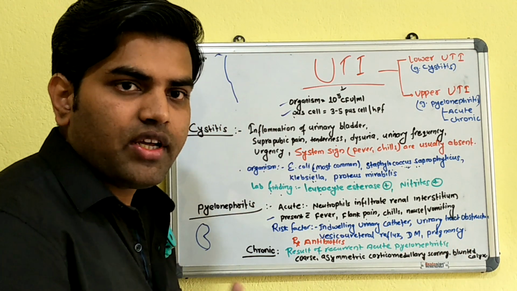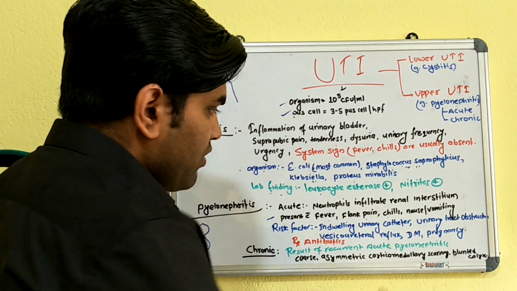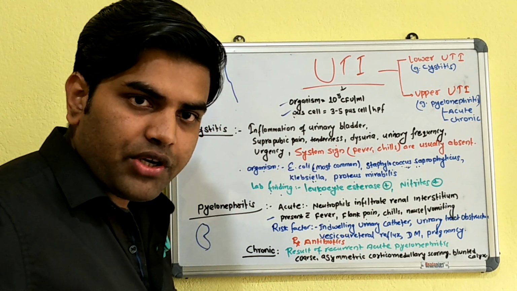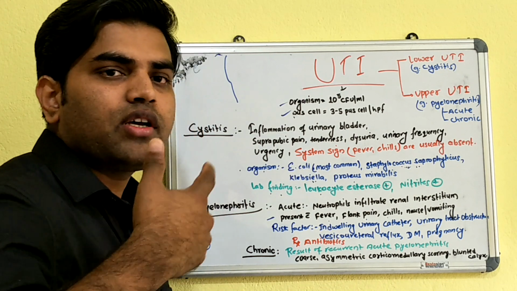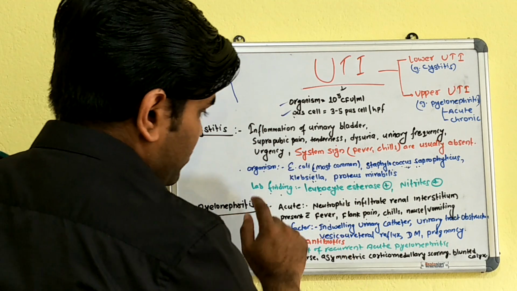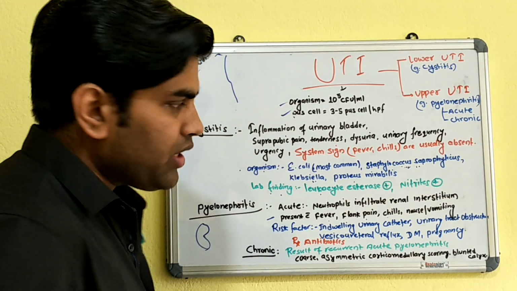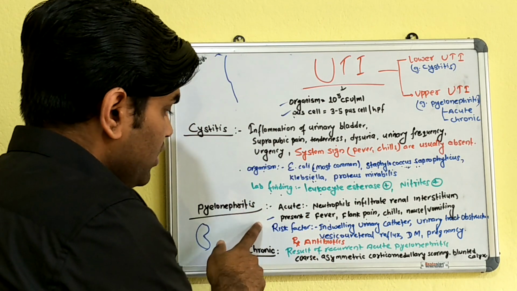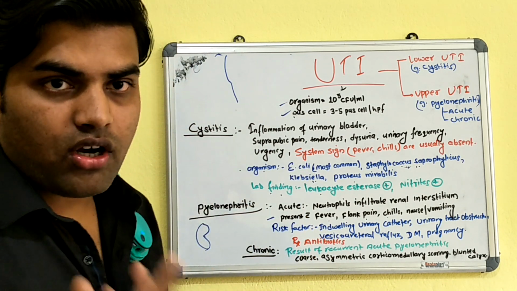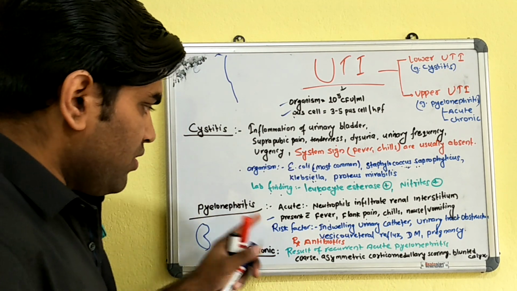If there is obstruction, then that will precipitate the infection. Then vesico-ureteral reflux: if there is reflux between the bladder and the ureter, then urine goes back to the kidney. So vesico-ureteral reflux is also an important risk factor for acute pyelonephritis. Then diabetes mellitus and pregnancy. In pregnancy, cystitis is also common, but pyelonephritis will occur with pregnancy. Okay, so we have understood the risk factors.